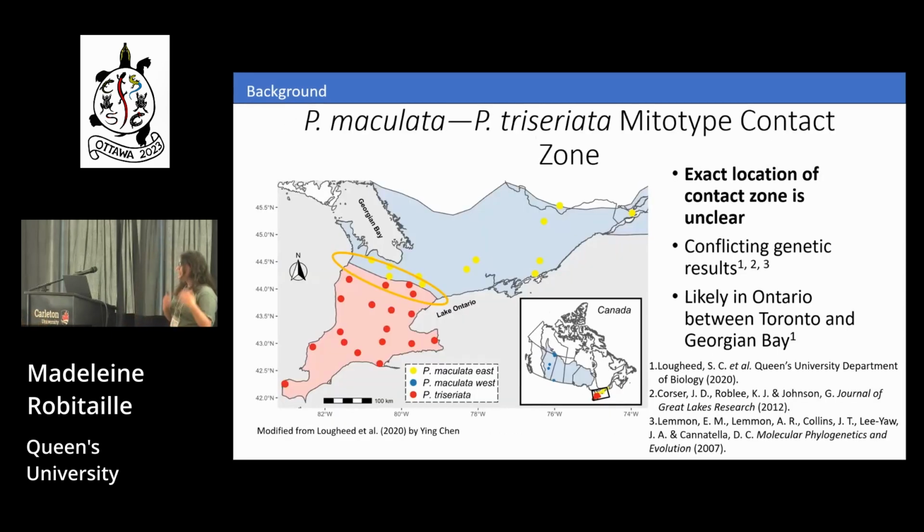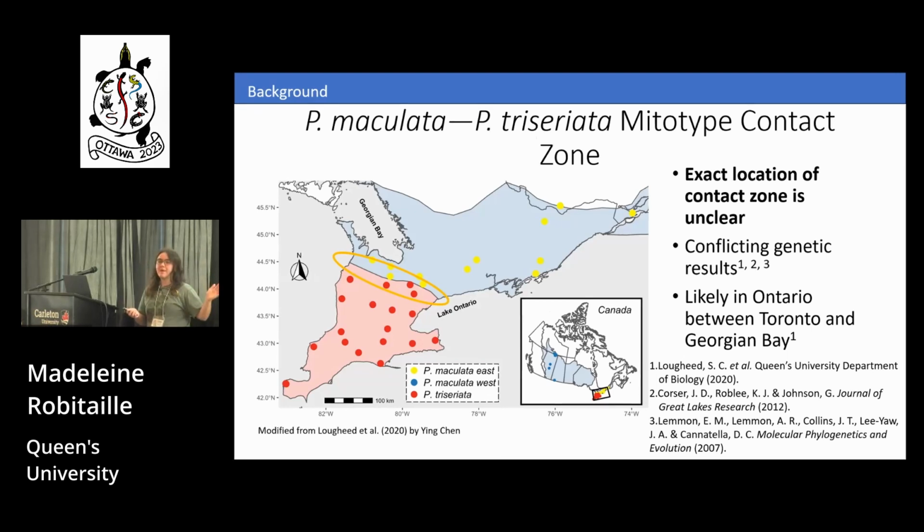Another contentious issue, because there are many with chorus frogs, is the location of the contact zone of these two mitotypes. Previous genetic work has found that Pseudacris triseriata occurs in that southern area in southern Ontario, and Pseudacris maculata in that northern area in southern Ontario, placing the contact zone somewhere between Toronto and Georgian Bay, which is on the shores of Lake Huron. However, the exact location of the contact zone is unclear, which is where my work comes in, where I'm attempting to map the contact zone of these two mitotypes.